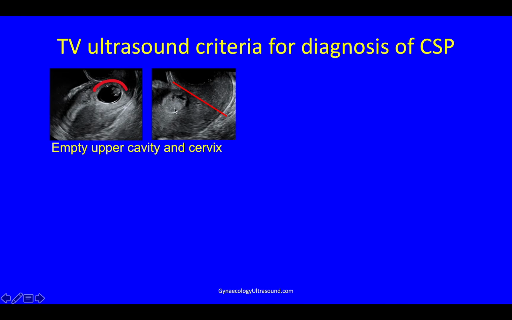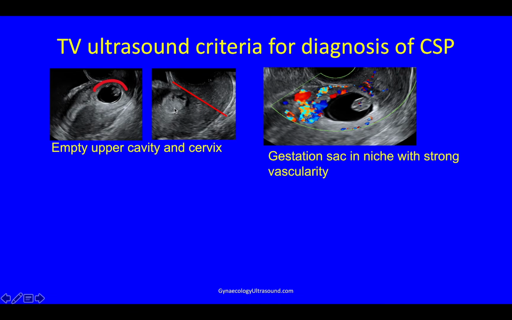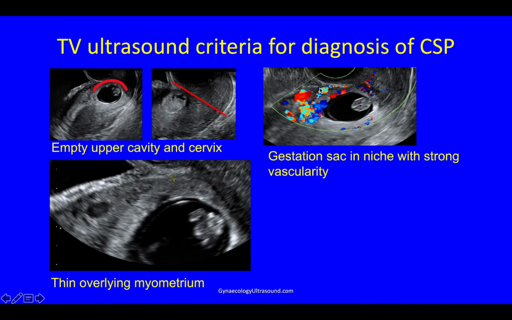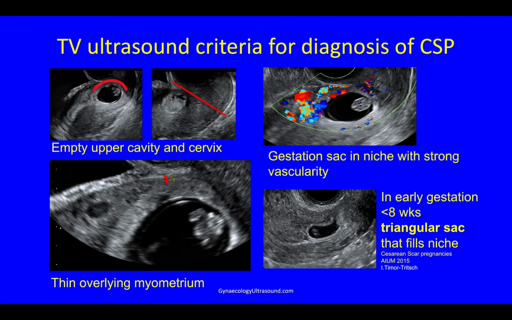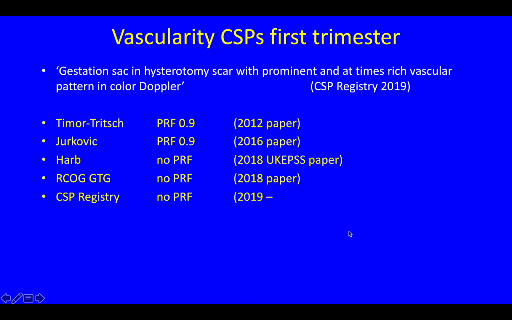So a scar pregnancy should be above this line. There is strong vascularity, indicating that the trophoblast is embedding in this area. It's not a miscarriage, with thin overlying myometrium showing a very deficient niche. And this is an important sign. You can often see a triangular sac just like that, and that's where the gestation sac is drawn into the niche as the trophoblast is above it.